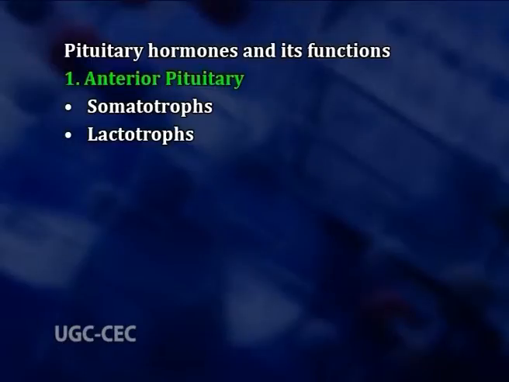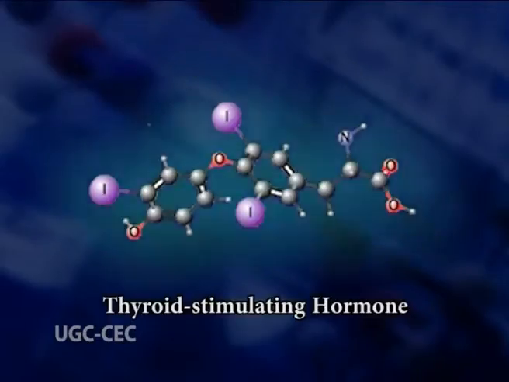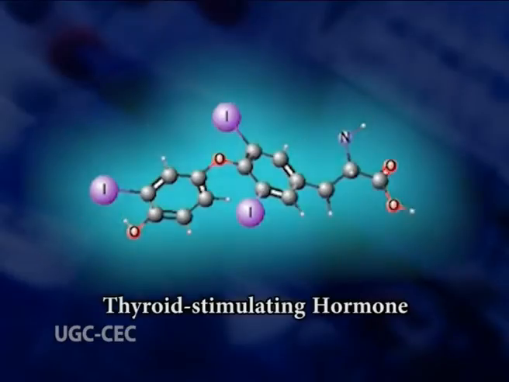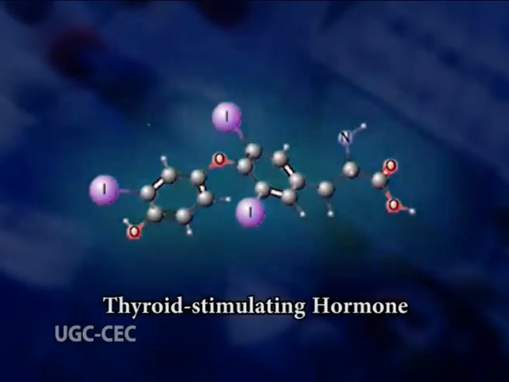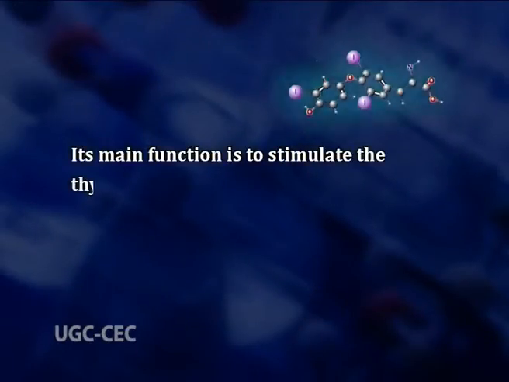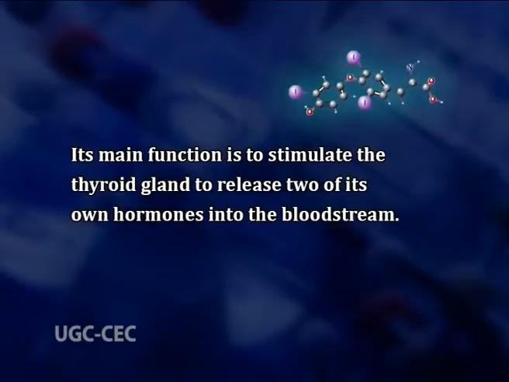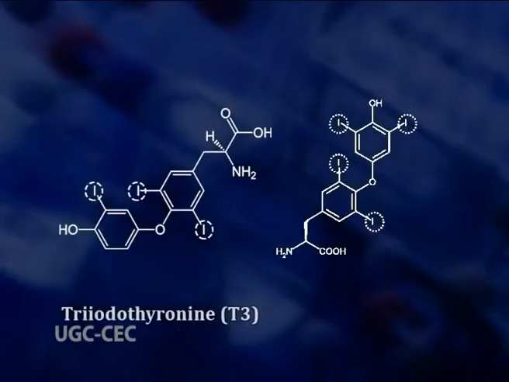Third type is thyrotrophs. Thyroid stimulating hormone, that is TSH, is a glycoprotein released under the influence of hypothalamic thyrotropin releasing hormone, that is TRH, and is inhibited by somatostatin. Its main function is to stimulate the thyroid gland to release two of its own hormones into the bloodstream. These two hormones are triiodothyronine, that is T3, and thyroxine, that is T4, necessary for body metabolism.